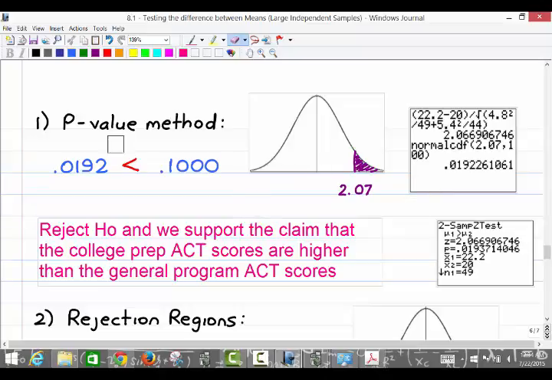Okay, so 0.0192, that's your p-value. So 0.0192 is less than 0.100. Therefore, we are rejecting. And we support the claim that the college prep ACT scores are higher than the general program ACT scores.